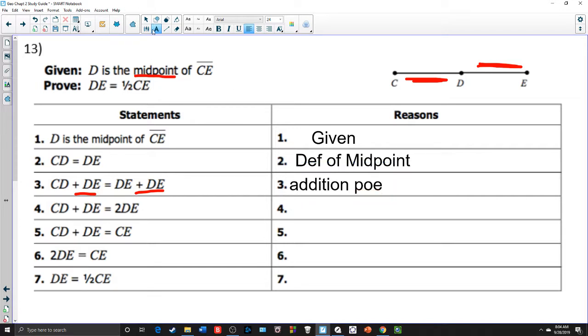Because we're taking this equation right here, and we're simply adding DE to both sides of it. So we're not adding two new segments to get a bigger segment. It's not like CD plus DE is a new big segment. It's just simply adding the same thing to both sides. It's not a number, but it is still the same thing. And then down here, we're just combining like terms. So DE plus DE is 2DE. So this is just combining like terms, or as we can call it, simplify.